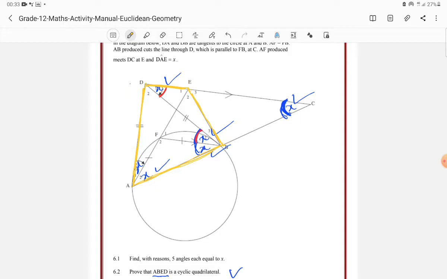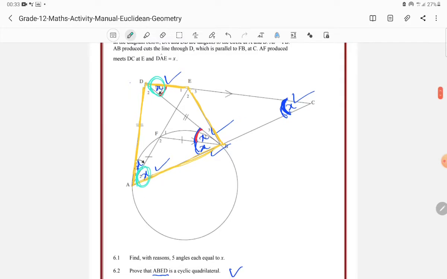The idea is that we have figured out that D1, which is this angle, is equal to this A2. Once these angles are equal to each other, then therefore this is a cyclic quadrilateral. So D1 is equal to X and it is equal to A2. So these angles are equal to each other.